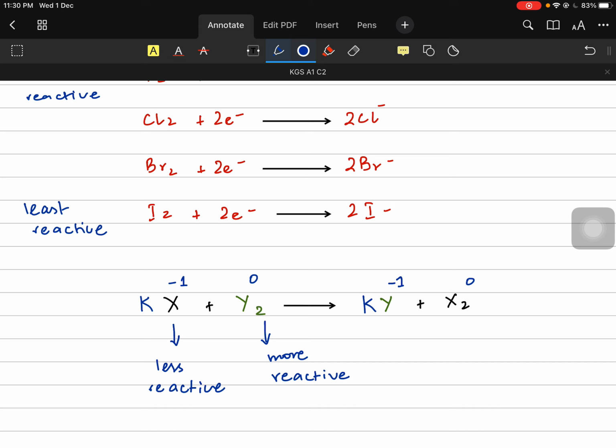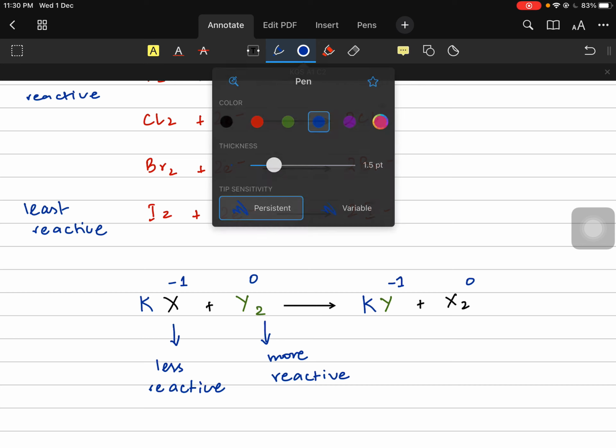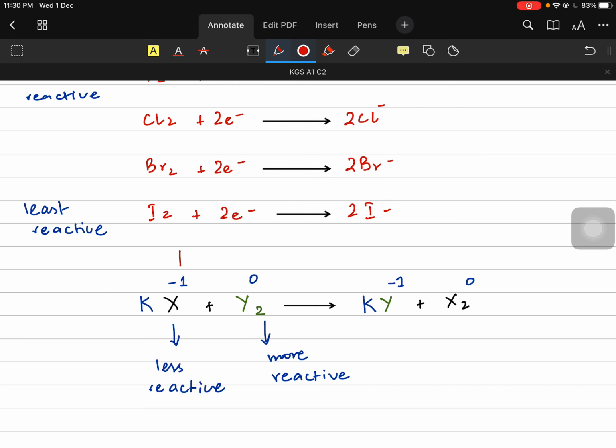So potassium made a compound with Y, and ultimately what happened is that X was, in the beginning, a -1, but by the end of the reaction it became a simple 0. So X has changed its oxidation number from a -1 to a 0, and that is oxidation. It's an increase in oxidation number.